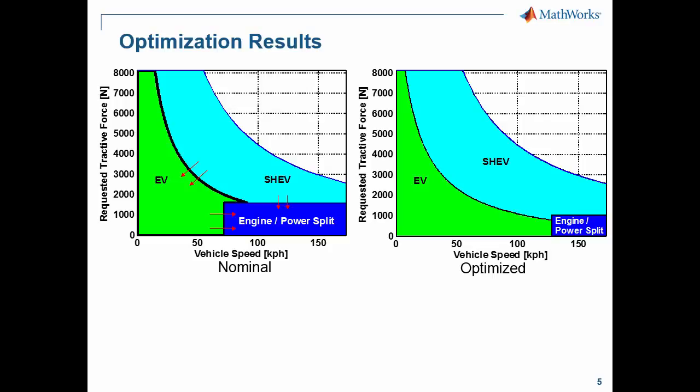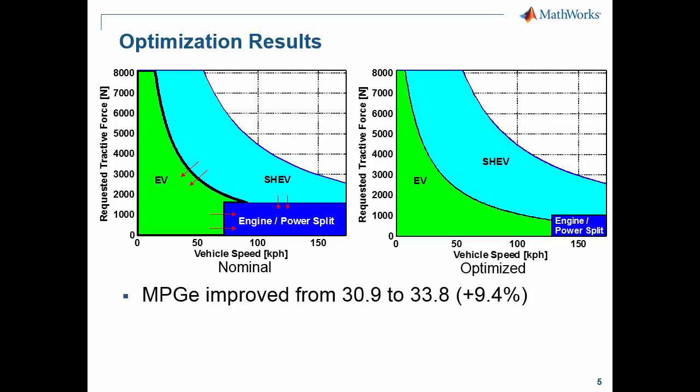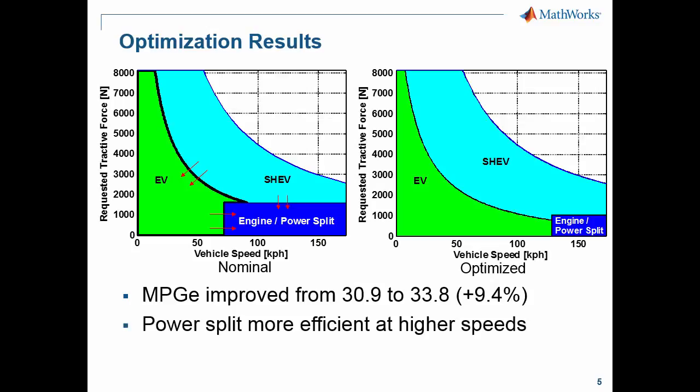An optimization study was performed by Ryan on the multi-mode supervisory control regions. Varying the EV, serial, and engine regions has a significant effect on the overall energy consumption of the vehicle. The optimization study was able to adjust the different operating regions and yielded a 9.4% improvement in MPGE, which is quite substantial. MPGE takes into account both the fuel and battery energy consumption. And the engine power split mode was found to be more efficient at higher speeds.